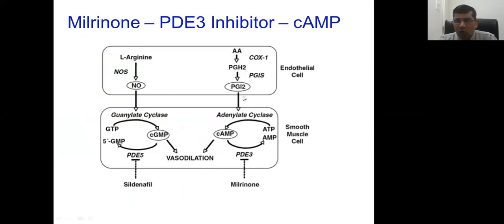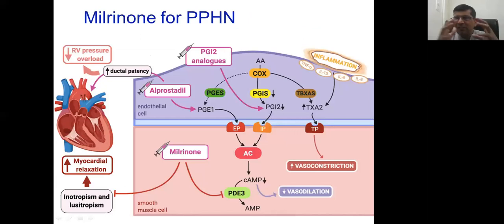We have another vasodilator which acts on the phosphodiesterase 3, and that is action as a relaxation of myocardium. That means whenever there is a RV dysfunction or LV dysfunction, there is an inotropism, lusitropism effect. That's a combined dual effect, and hence we call it inodilator, and that's the beauty of milrinone.